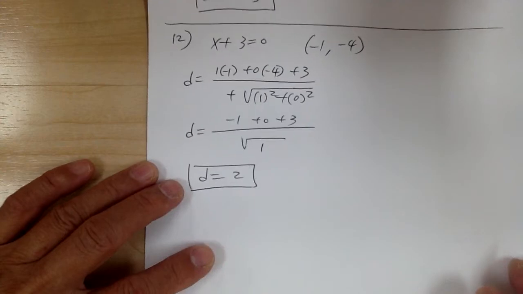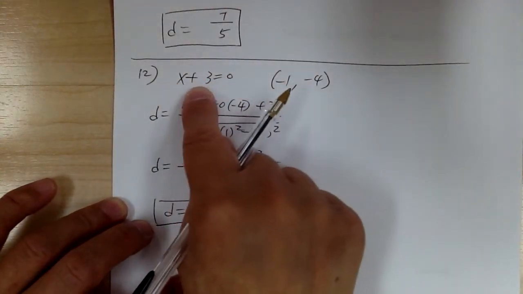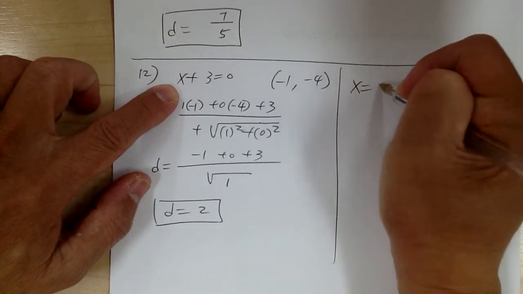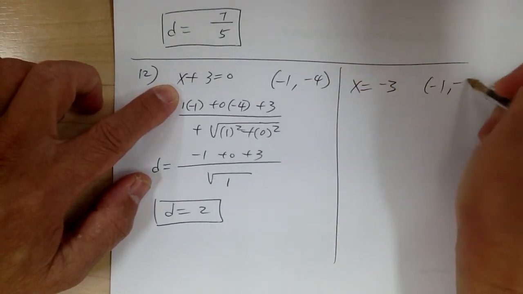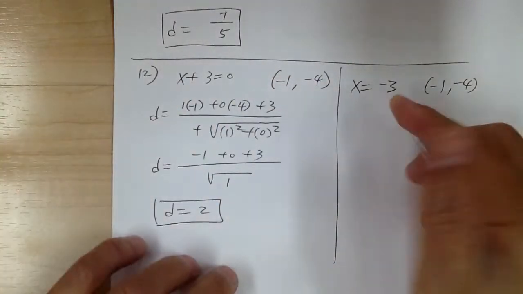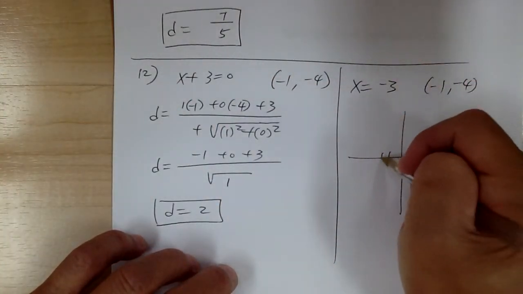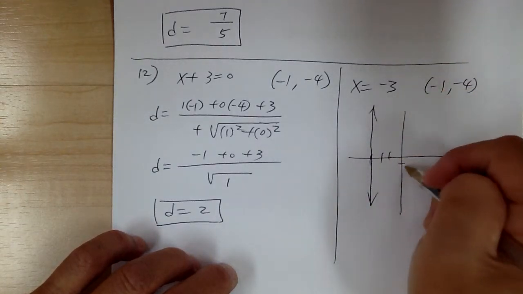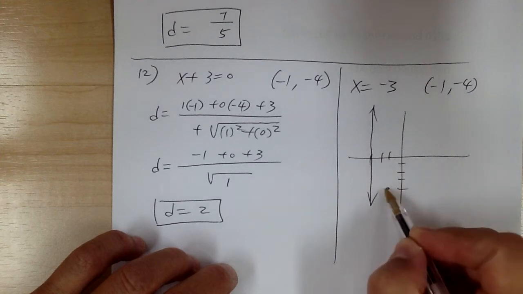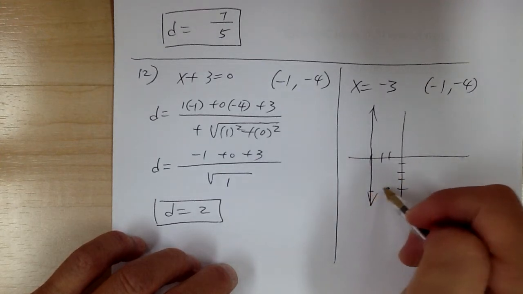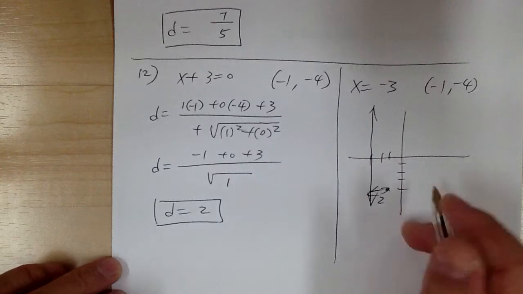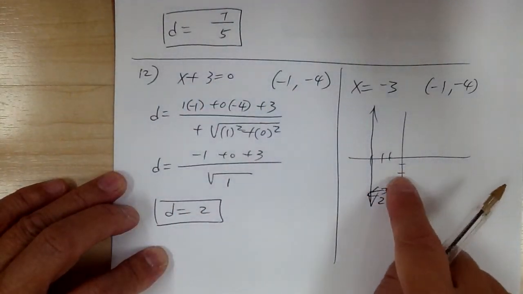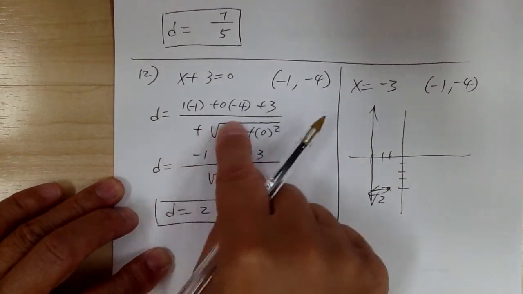Okay. Now another way to do this, because there's no y over here, in this case you're going to get x equal to negative 3. So if you sketch it out, x equal to negative 3 is this over here, and negative 1, negative 4 is right over here. So you can see the distance from here to here is 2. Okay? So either way you get the same answer. With an easy equation, sometimes it's quicker to do the other method instead of just following the formula.